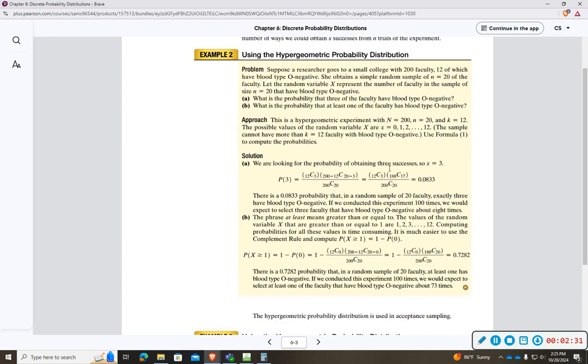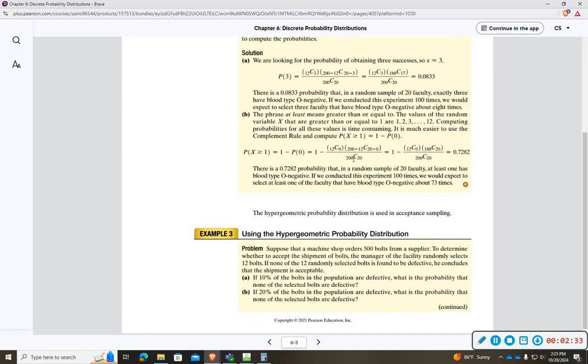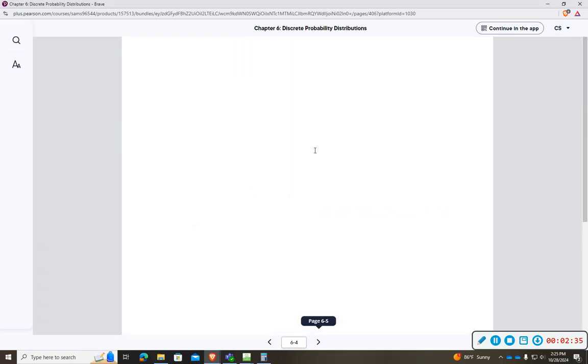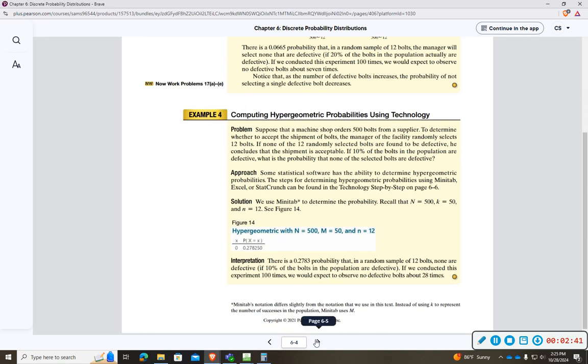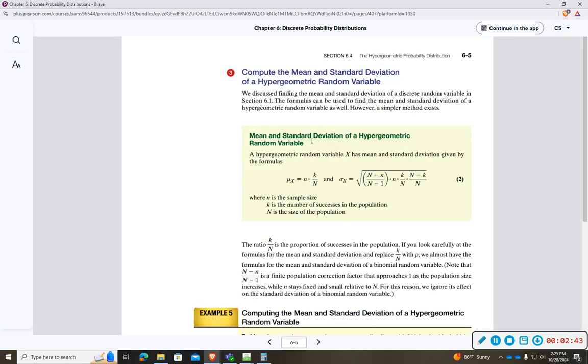Here's an example done by hand. I'm using combinations. That's what the C is. And then they talk about doing it with technology, which we'll do most of the time. And then computing the mean and standard deviation. These will be some formulas that we'll definitely need to pay attention to.